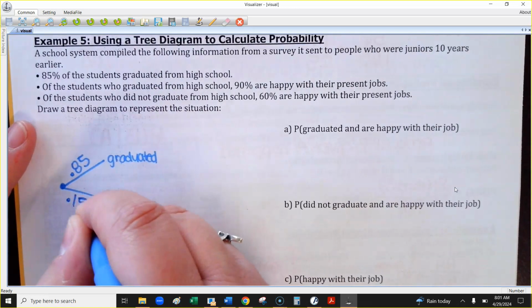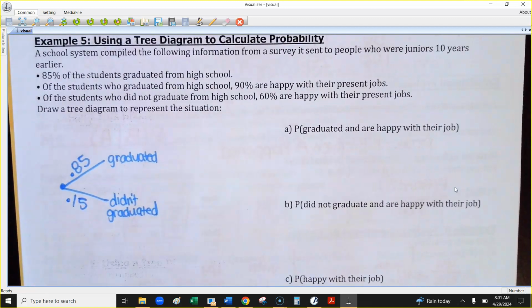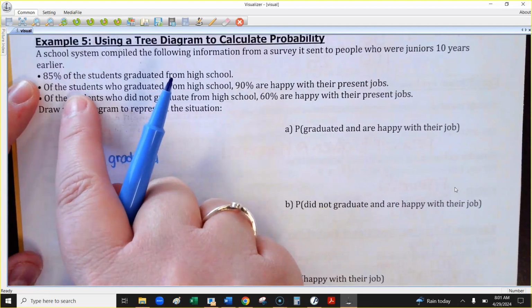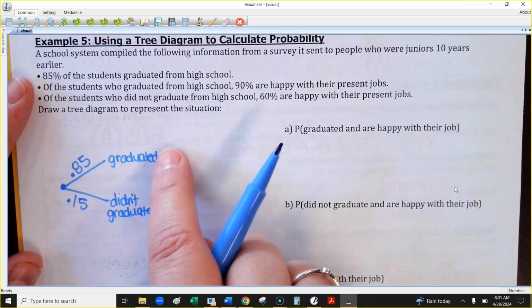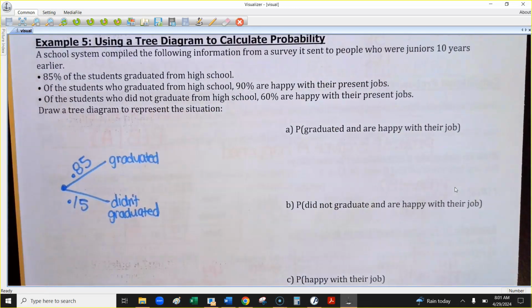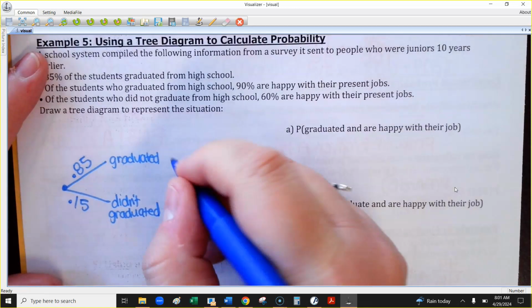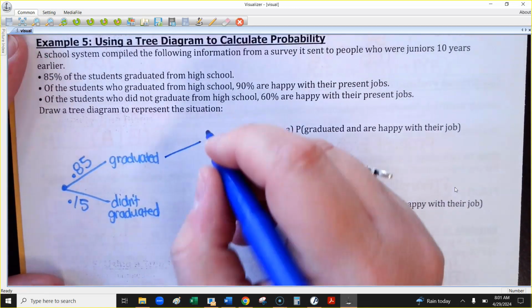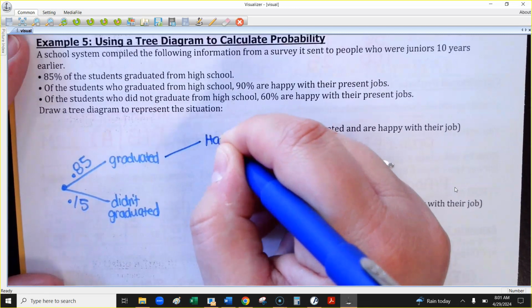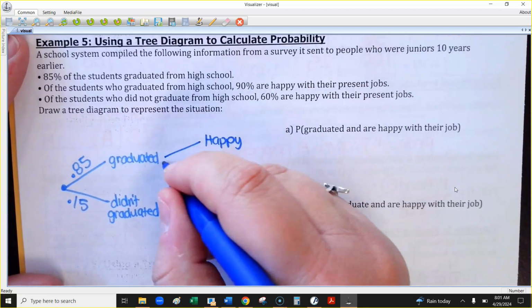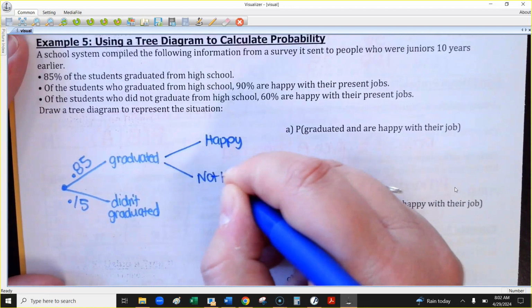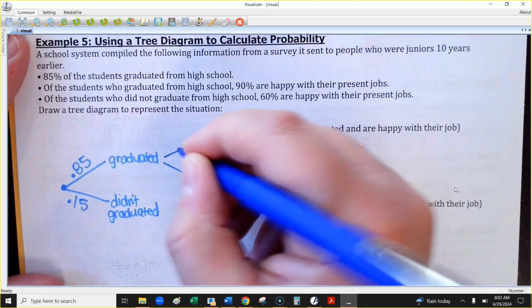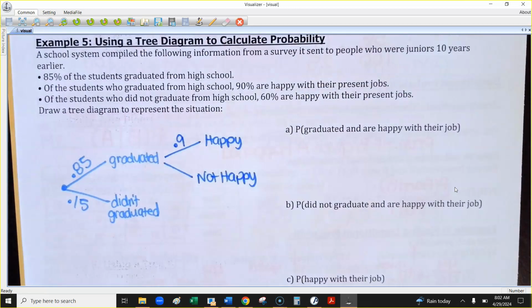So this would be 0.15. Okay, now it specifically says of the students who graduated from high school. So I'm going to come up, maybe I'll do a different color here. Graduated from high school, 90% are happy with their present job. And then the other branch from that would be they're not happy with their present job. So it says 90% are happy with their job, so I'm going to put 0.9.